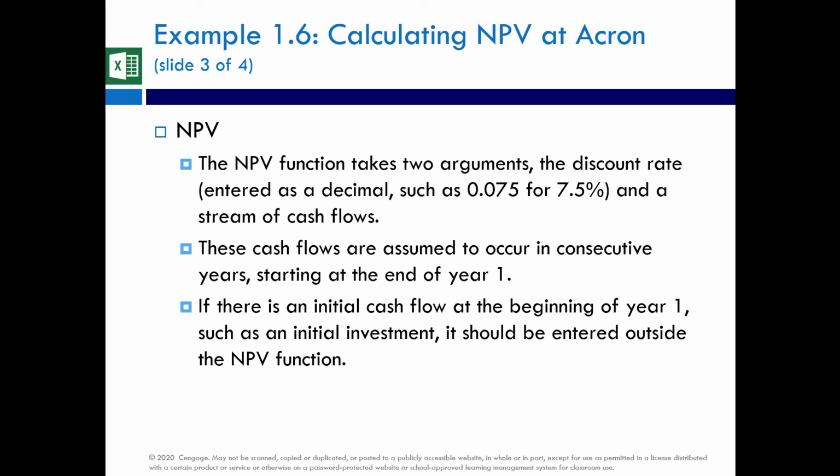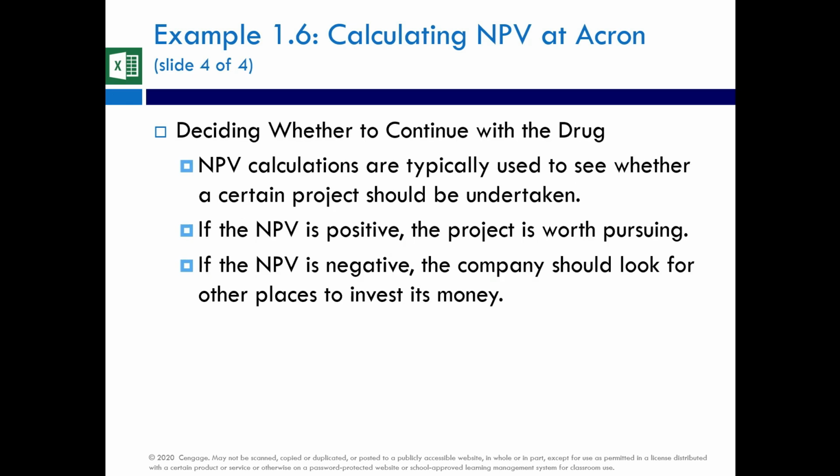The NPV function takes two arguments: the discount rate, entered as a decimal such as 0.075 or 7.5%, and the stream of cash flows. These cash flows are assumed to occur in consecutive years starting at year one. If there is an initial cash flow at the beginning of year one, such as an initial investment, it should be entered outside the NPV function.